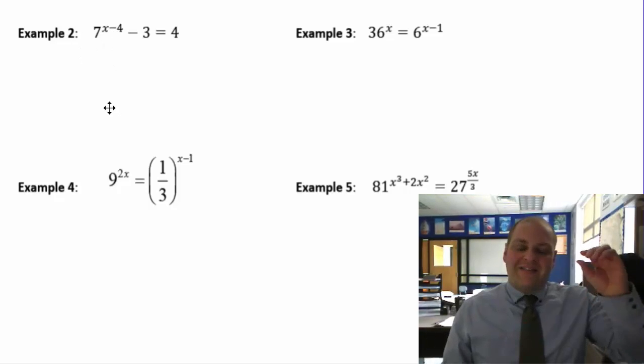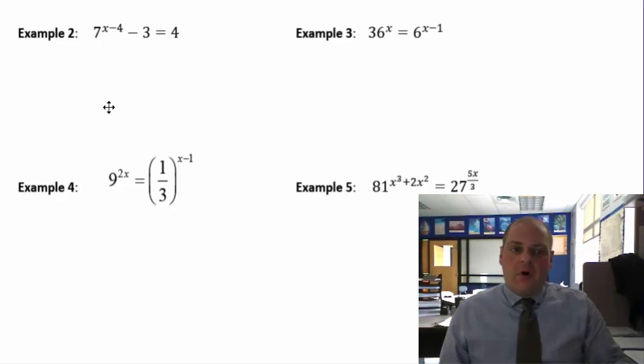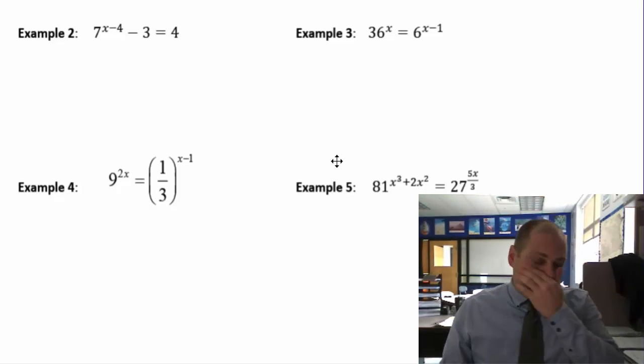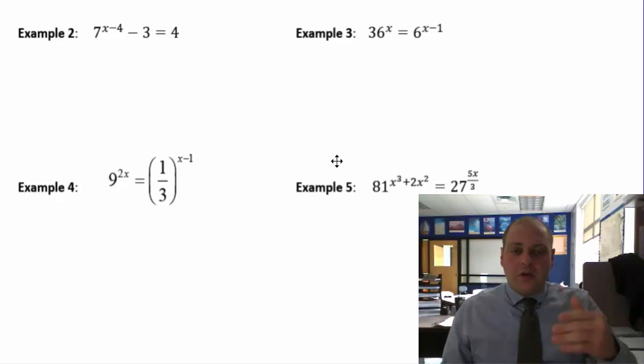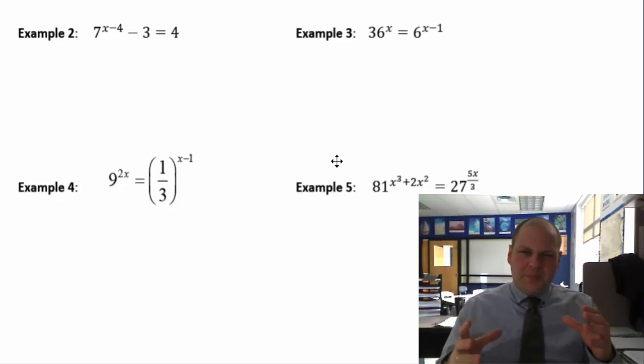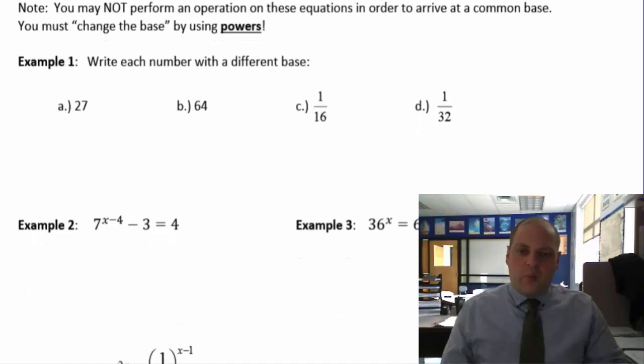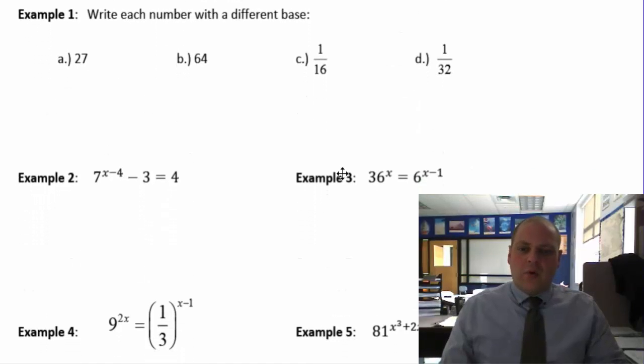you have x in the exponent. Over here you have x and x minus 1 in the exponent. You have 2x, x minus 1, a bunch of stuff in the exponent here. Those are called exponential equations. Now, the ones we're going to do today are pretty basic. They are going to be equations where you can find a common base. So that's what we're going to start off with first in example 1, is just thinking about writing numbers with a different base. And we've done a little bit of this.